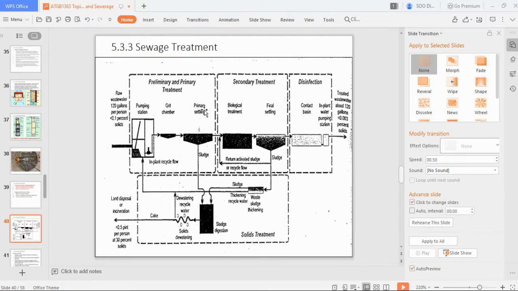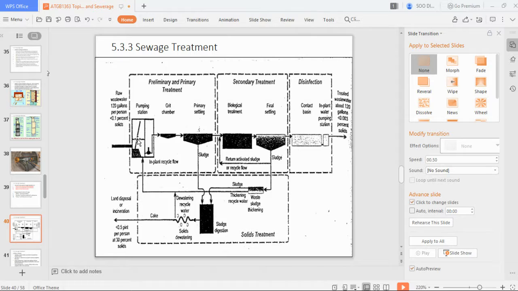As I introduce the info, the comic strip. Raw wastewater is actually received at a very, very low point from the ground, because our collection from our house will be at ground level. So for the sewage treatment plant to receive this raw wastewater, it will be at the lowest gradient.